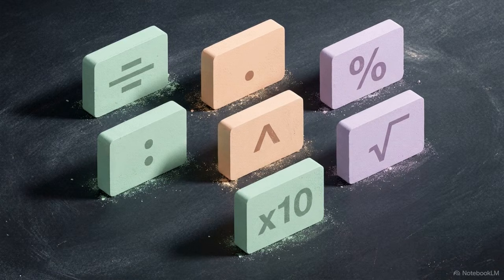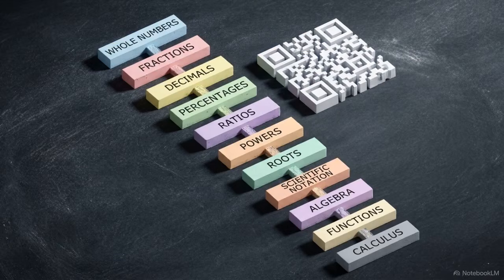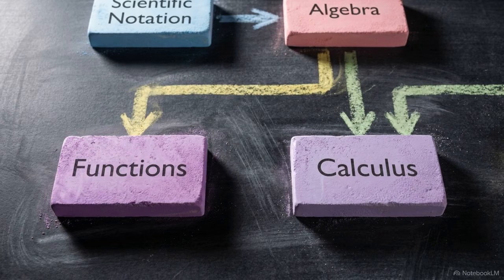These 7 topics are the prerequisite alphabet for everything that follows. This roadmap shows how these concepts lead directly into higher mathematics. Scan the QR code to download the guide. Mastering these basics is the necessary first step before you move on to the variable equations of algebra and the complex rates of calculus.